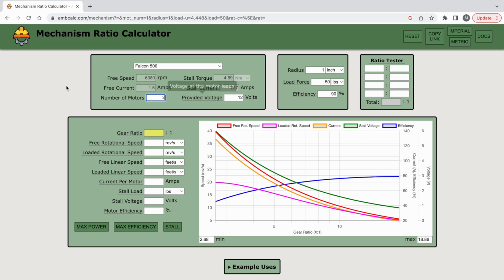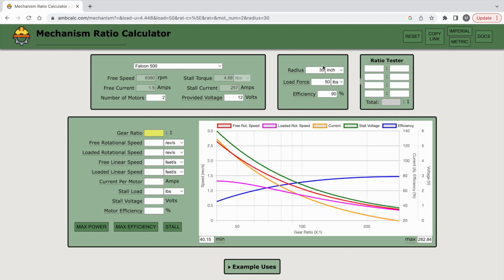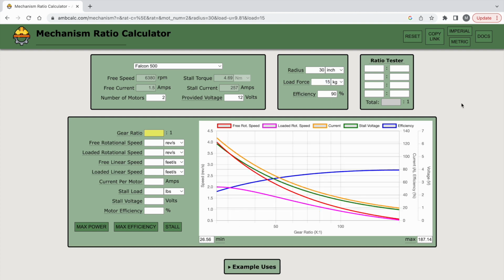So we used two motors. I think I mentioned this earlier, but approximately a 30-inch arm. The load force was the weight of the end effector because the game pieces just weren't that heavy. It was probably closer to 10, but let's just say 15 just to be safe. And then you just hit max efficiency.